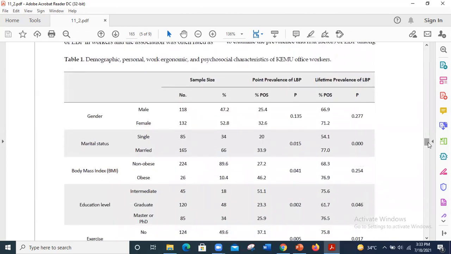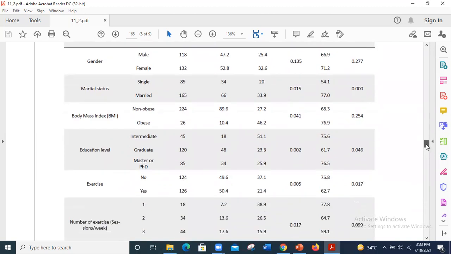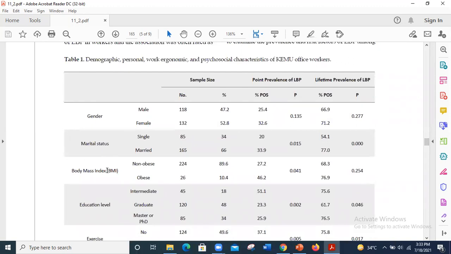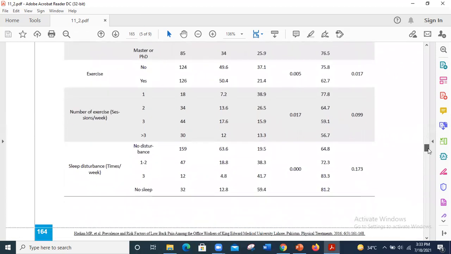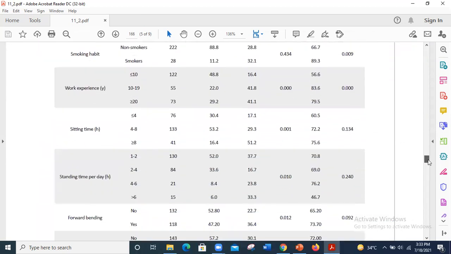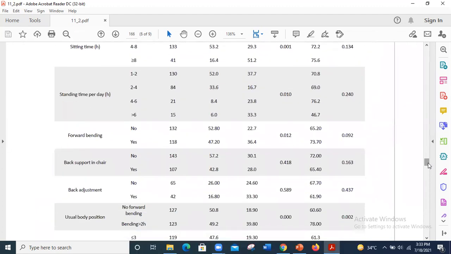okay, I was talking about the table in the materials and methodology. If someone is lazy, if someone is not interested in reading the lines and figuring out how to find the questions for their questionnaire development, you can simply find a table. You can look for a table having questions. Here you can see multiple questions: gender, marital status, BMI, education level, exercise, number of exercise sessions per week, sleep disturbance. Okay, we have so many questions over there.